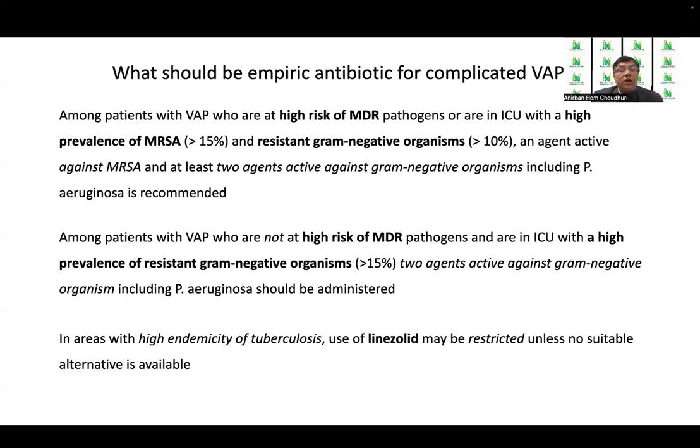Among patients with VAP who are not at high risk of MDR pathogens, but ICUs have a high prevalence of gram-negative organisms, then what we do, you give 2 agents active against gram-negative organisms. That is, the agent which was given against MRSA can be omitted because these ICUs do not have a high prevalence of MRSA, or less than 15%. Most of the Indian ICUs don't have. Some, of course, can have. So in them, we can only give 2 antibiotics which are effective against gram-negative organisms, including Pseudomonas.